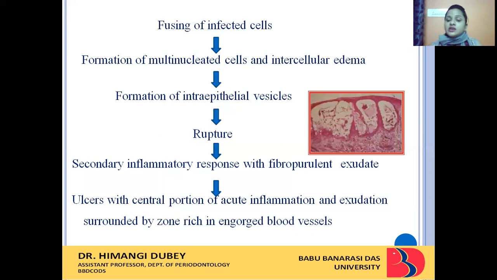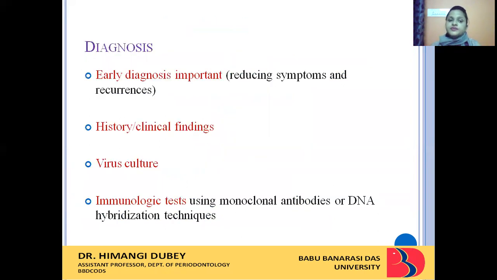Discrete ulceration resulting from rupture of a vesicle has a central portion of acute inflammation and exudation surrounded by a zone rich in engorged blood vessels. In this figure, a biopsy shows intraepithelial viral vesicles containing fluids and debris with a large number of viruses and virally altered epithelial cells.